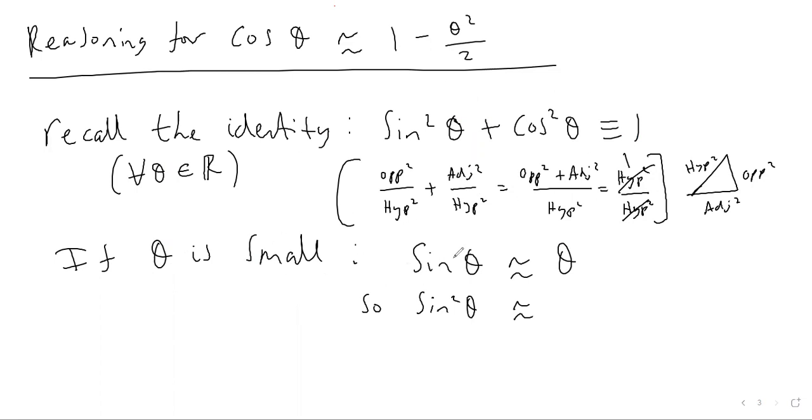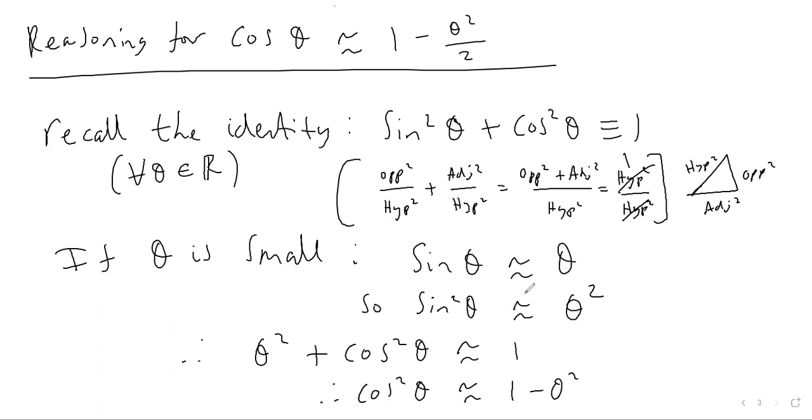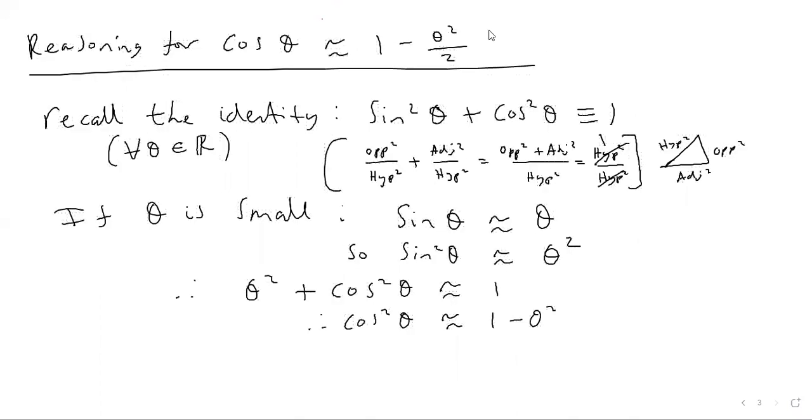So if theta is small, that means sine theta is approximately theta. We just showed that on the previous slide. So sine squared theta is approximately theta squared. Now let's plug that into the formula. Therefore we get theta squared plus cos squared theta is approximately equal to the number 1. So cos squared theta is approximately 1 minus theta squared. And if I just make my writing smaller, I get that cos theta is approximately the square root of 1 minus theta squared.